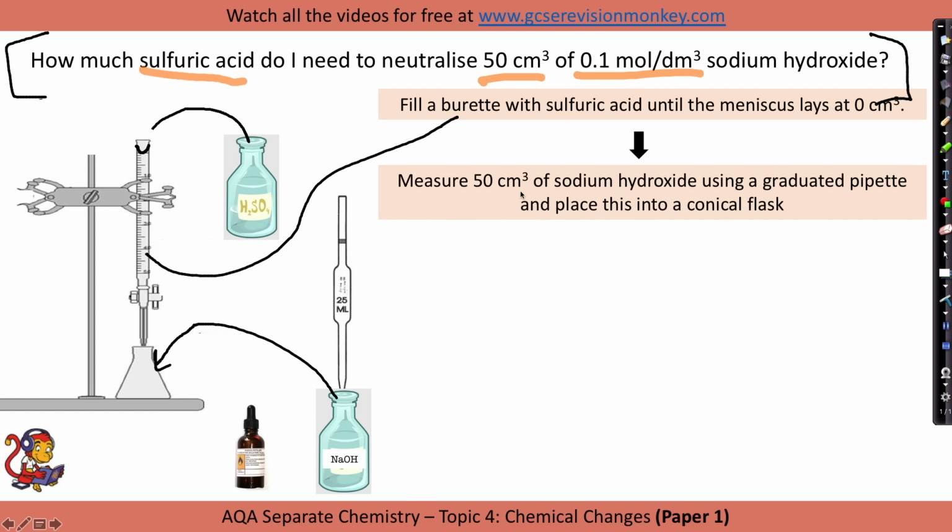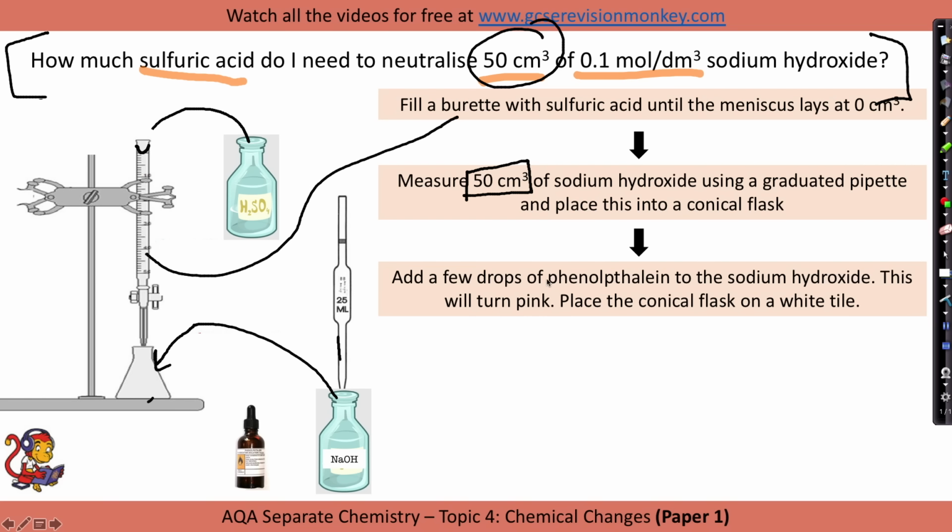Then you need to measure out a fixed volume, so I've just put 50 centimetres cubed because that's what this question said, of the alkali using a graduated pipette. So this one holds 25 mils, so you draw it up until it gets to the line on the measuring device, dispense it into the conical flask, and if I wanted 50 mils, I'd have to do that twice.